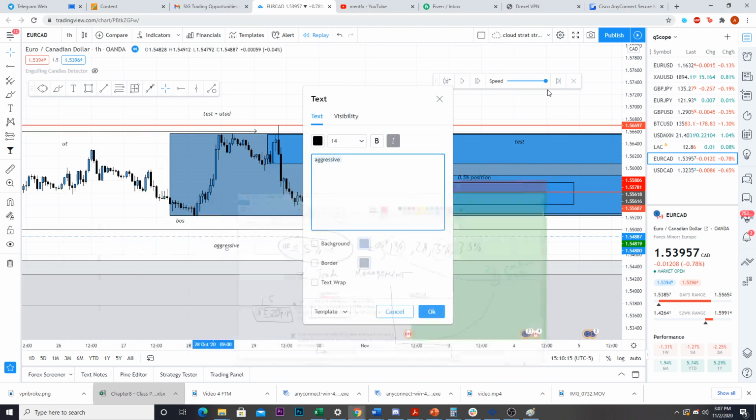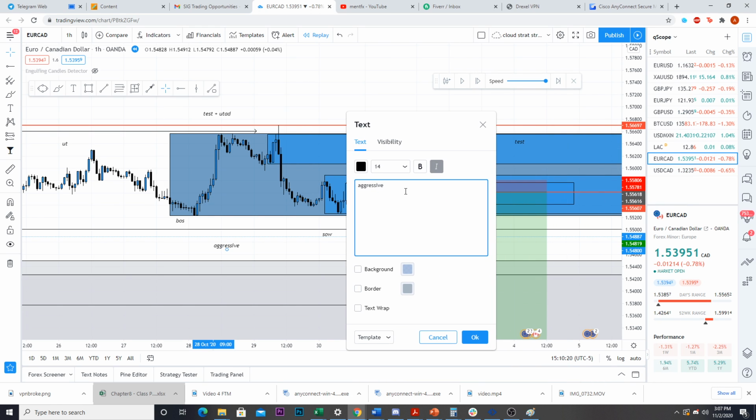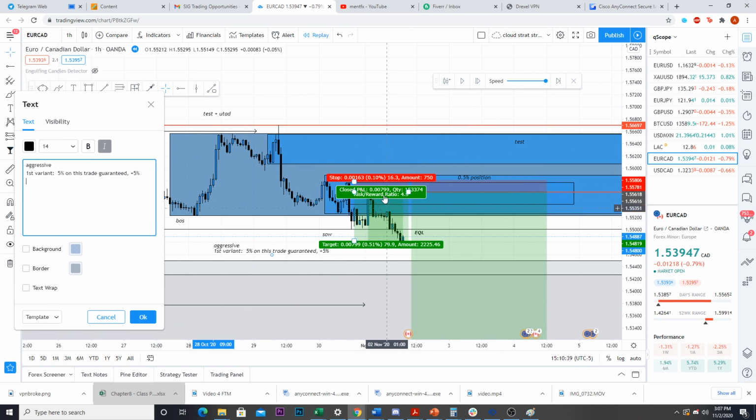Okay. So, concerning being an aggressive trader, if you were the first variant, you would have made 5% on this trade, guaranteed. This is your plus 5%, and that's it. You've just made 5% on it, and you're done, okay? Now, right, because you hit the 5% at 1% risk.